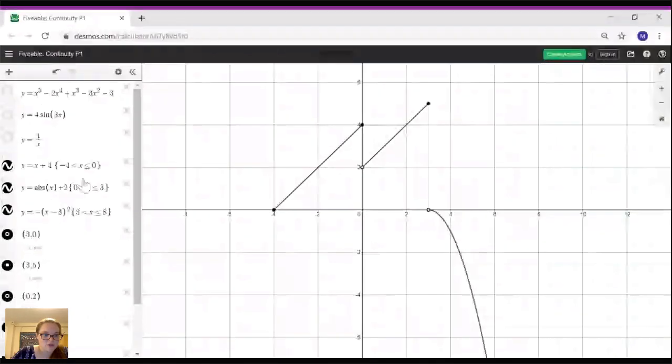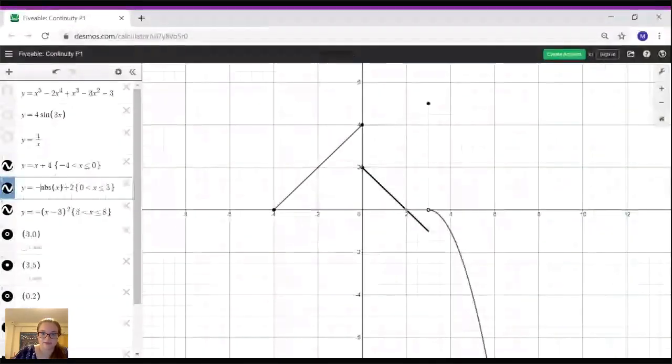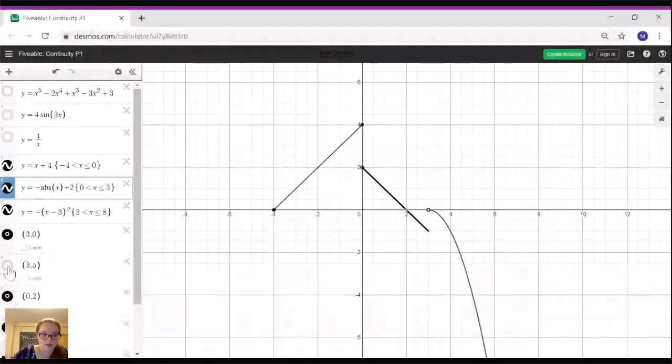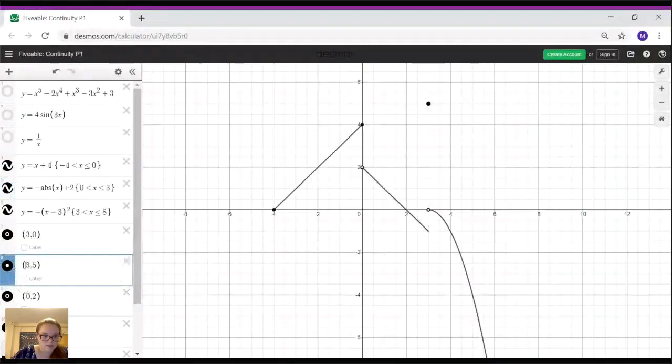Let's see. So if I change this to negative, let's turn this upside down. Okay. We don't need this point anymore at 3, 5. That point, actually, where is that point now? That point is now at 3, -1.